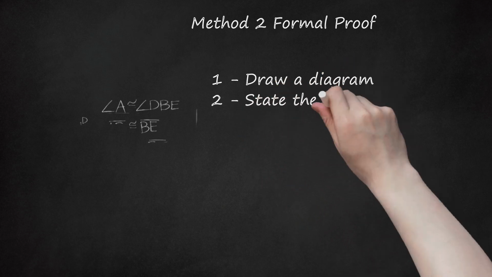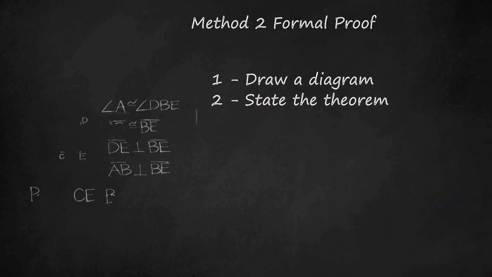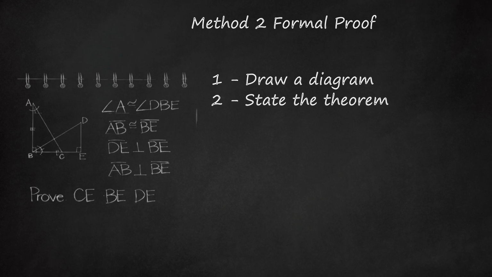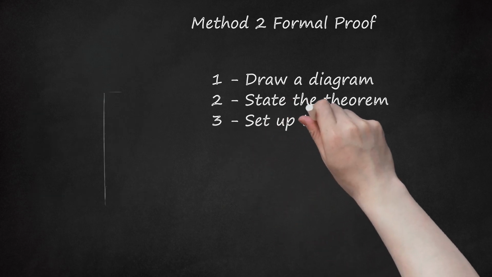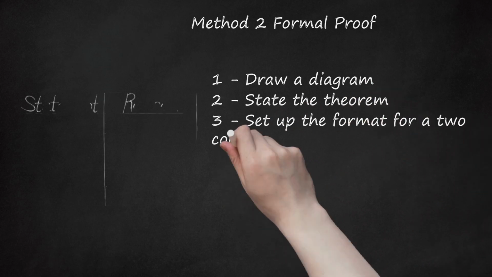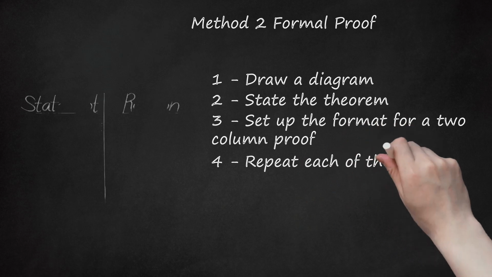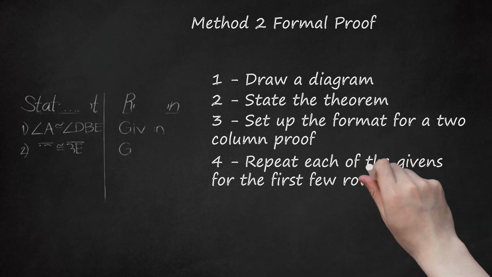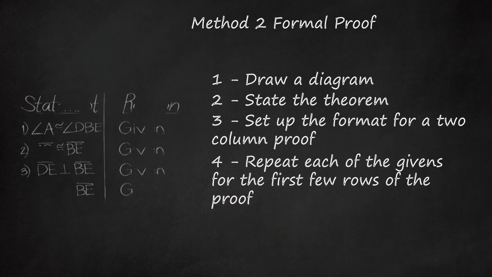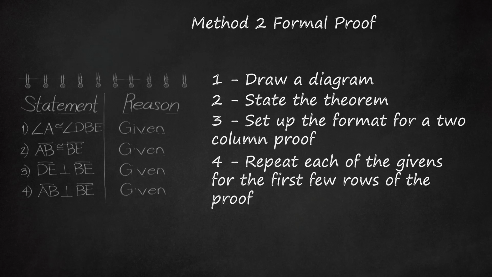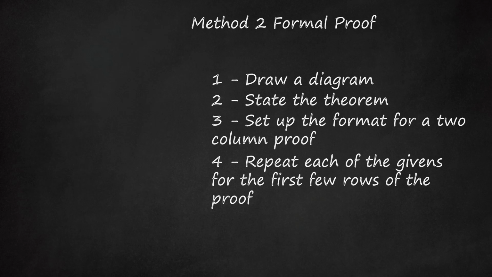2. State the theorem. State the given assumptions, and what you intend to conclude from them. 3. Set up the format for a 2-column proof. Label the left column statement and the right column reason. 4. Repeat each of the givens for the first few rows of the proof. For the reason, write given. Even if some of the givens aren't needed until later, it can't hurt to list them early.